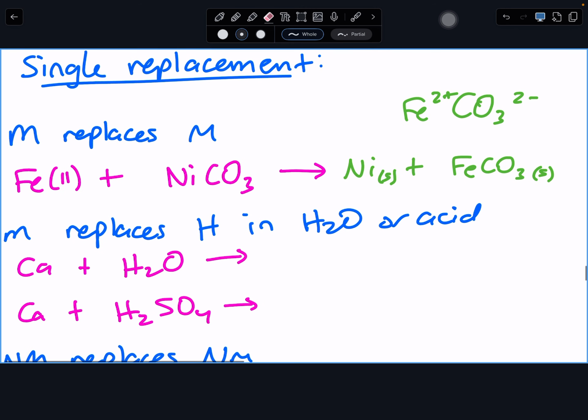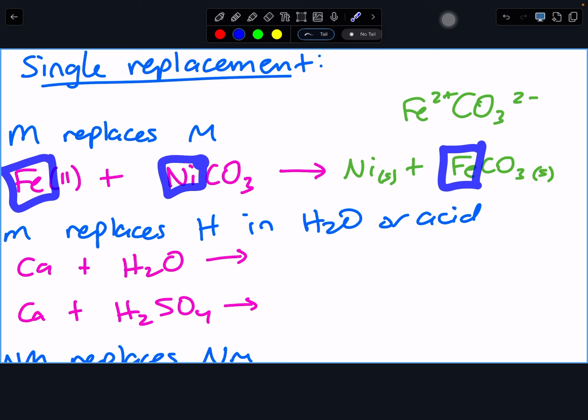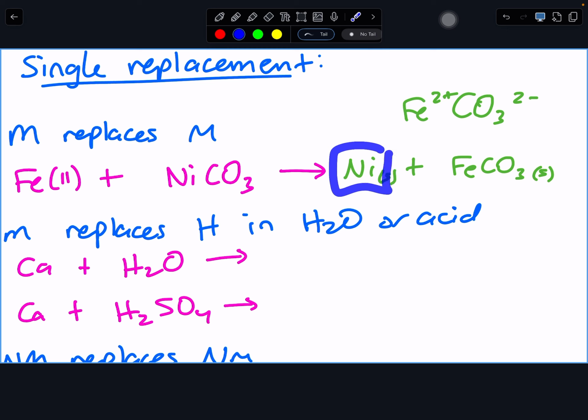So then look, the balancing. Iron, how many do I have here? 2. Here? How many irons? Oh, 1. Sorry. And how many irons do I have here? 1. So I don't need to balance it, right? It's fine. How many nickels do I have? 1 nickel, right? And how many nickels here? 1. So it's balanced.